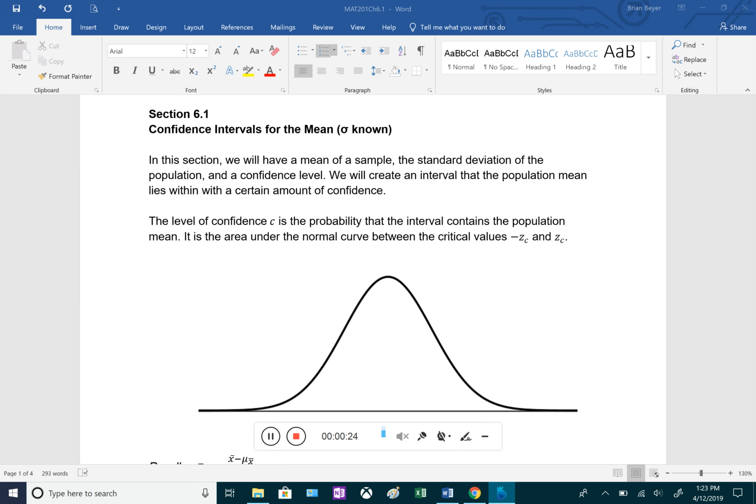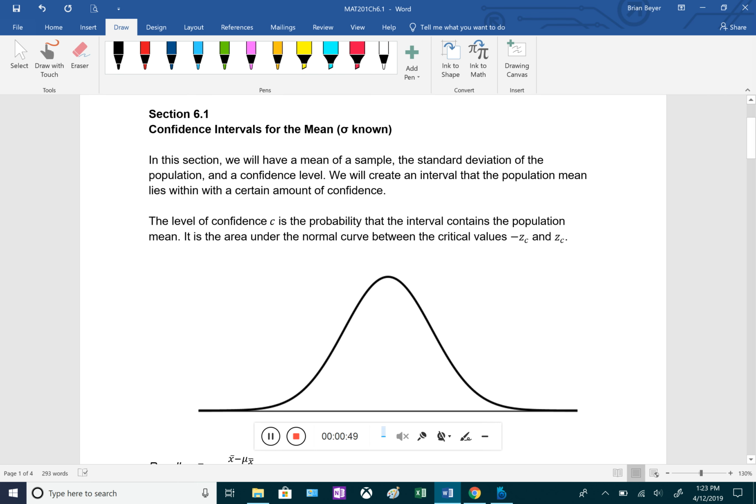And what we will be doing is we're going to create an interval that the population mean falls within with that certain amount of confidence. So essentially we are making this estimation for the population mean given a sample, standard deviation of the population, and a certain amount of confidence, which is going to be a percent. So before we do that, I have to mention several other things.